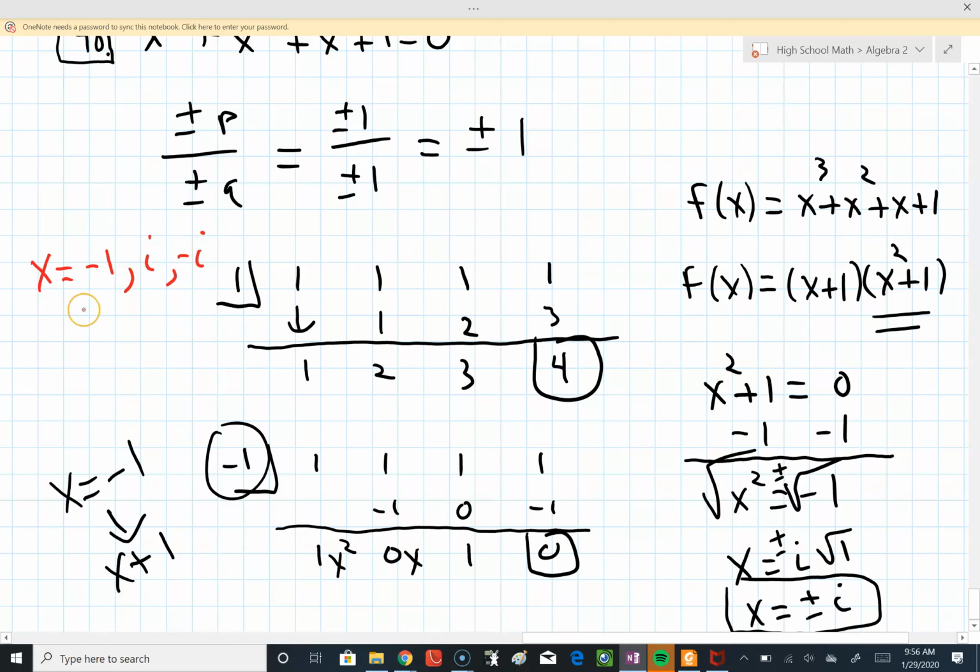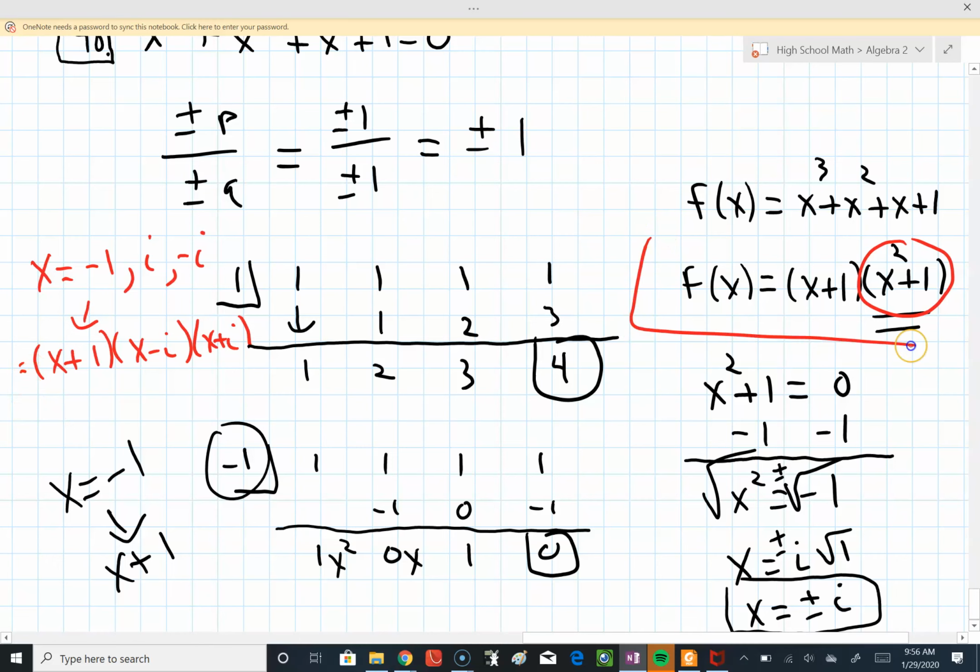We could write this in factored form if we wished. It would be x plus 1, x minus i, and x plus i. We don't typically write with the i, we would distribute that. And if you distribute this, it would yield this thing over here. So the better factored form would be this previous thing. If you distributed these, you would get that other part over there.